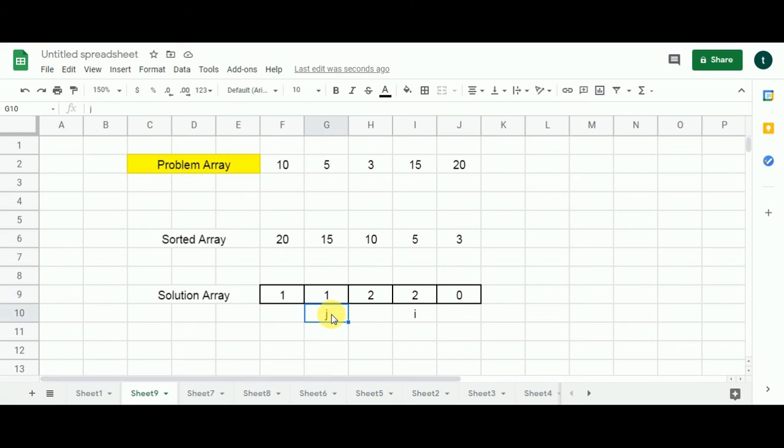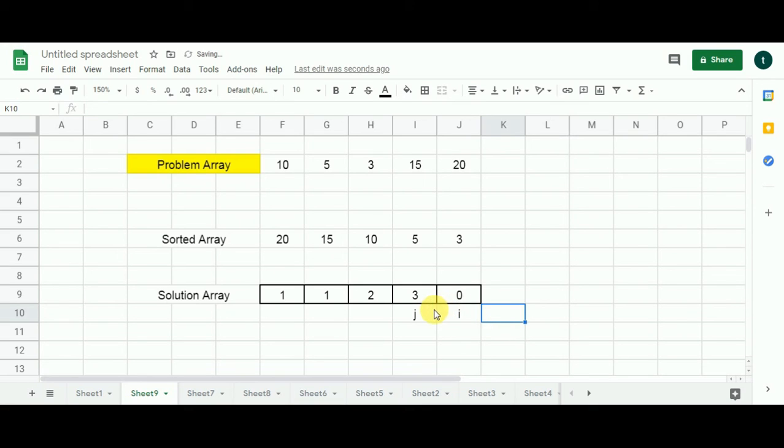Now j moves one cell towards the left. J represents 20, I represents 5. So is 20 divisible by 5? Yes, it is. So we'll have to compare 1 and 2 now. 2 is maximum again, so 2 stays, 1 gets eliminated. Now in the end, after all the iterations of j are over, we are going to do plus 1 to this value because it is for 5, the number which I represents now. So 2 plus 1 is going to give me 3.